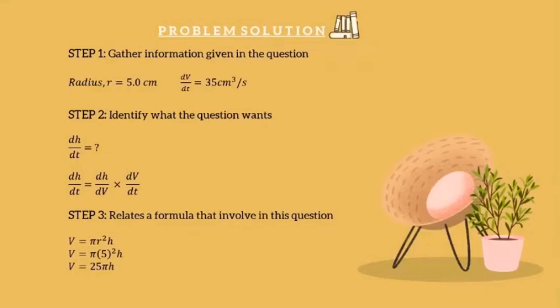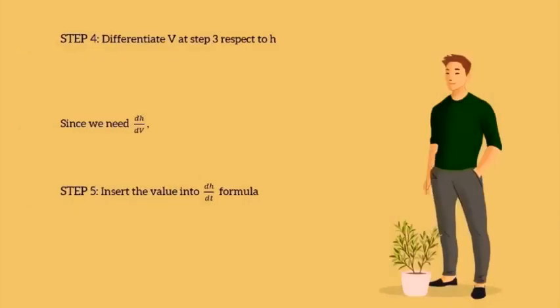We can just insert the radius value into the formula, where V equals pi times 5 squared times height. After the calculation, we get the volume equal to 25 times pi times height. Step 4, you need to differentiate V from step 3 with respect to H, where it becomes dV over dH equals 25 times pi. Since we need dH over dV, we will write a new equation where dH over dV equals 1 over 25 times pi.